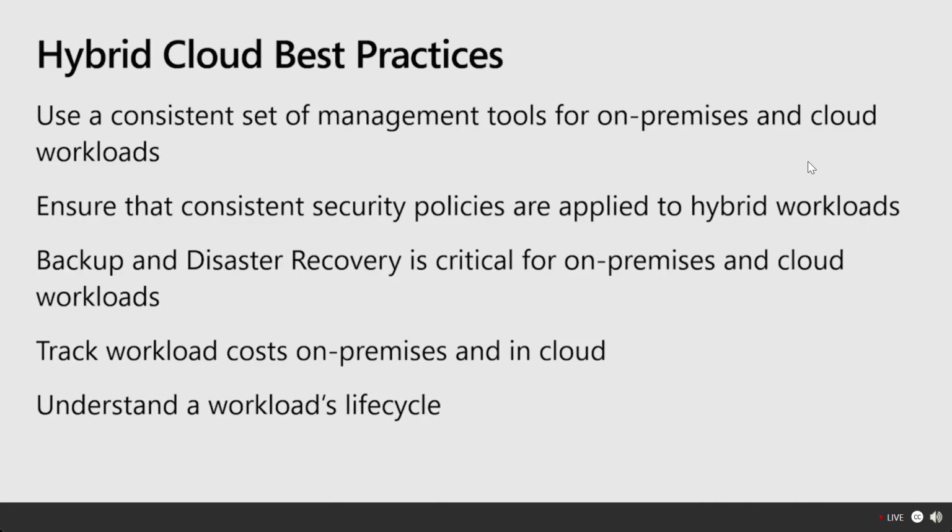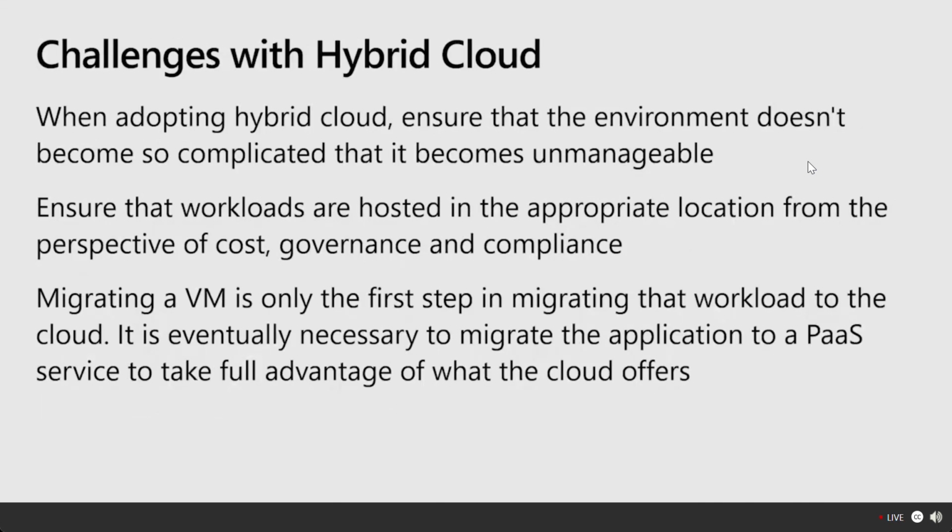Finally, there are some challenges that come with running a hybrid cloud. When adopting a hybrid cloud, make sure that the environment doesn't become so complicated that you can't manage it. There's a thing called cloud sprawl. That is that people get to the cloud and suddenly find that they can deploy as much stuff as they want. And that's great until you need to keep track of it all. So make sure that you limit what can be deployed so that you can maintain it, you can manage it, and you've got a good map of what you've actually got.